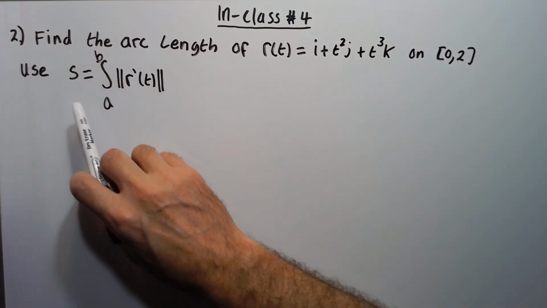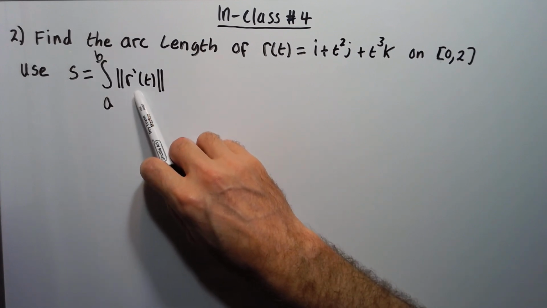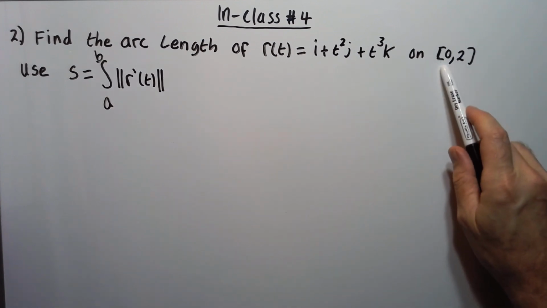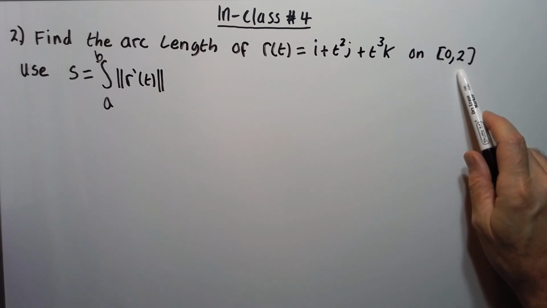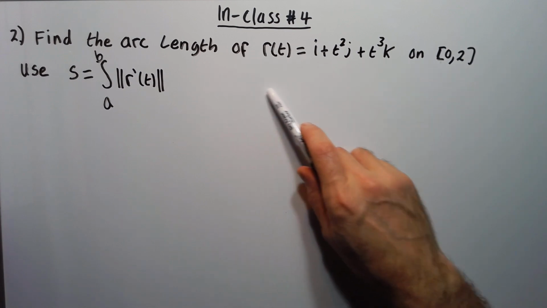So here's our arc length formula. It's the integral from a to b of the magnitude of r prime. In our case, a is 0, b is 2. So let's find r prime. Let me write it here.